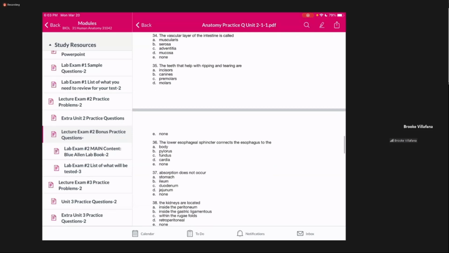All right, 34. The vascular layer of the intestine is called which of these? So if you said E, that would be correct. The vascular layer is the submucosa. Remember, we have the serosa or adventitia on the outside of the intestine. Muscularis is the smooth muscle layer. Mucosa lines the intestine. And then our submucosa is the vascular layer.